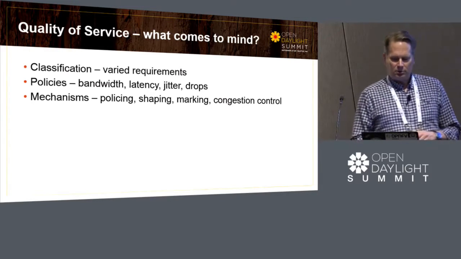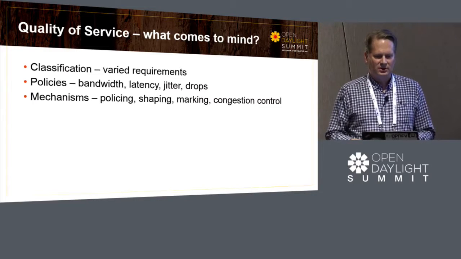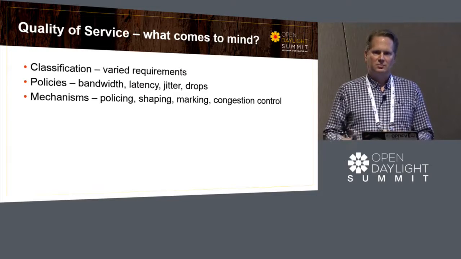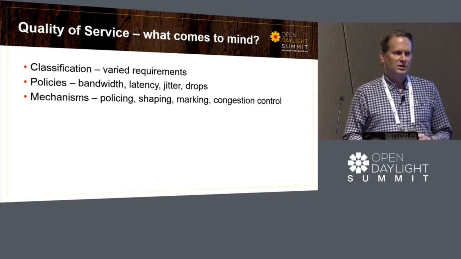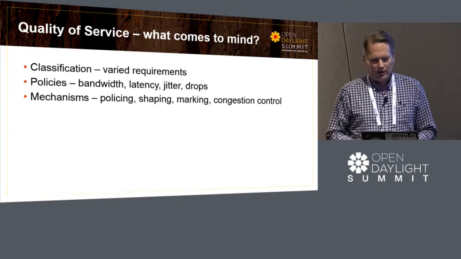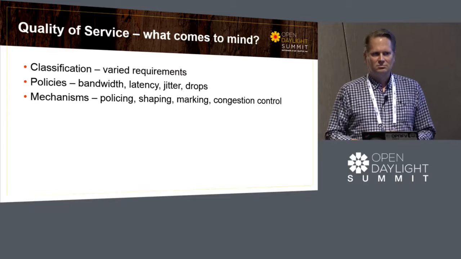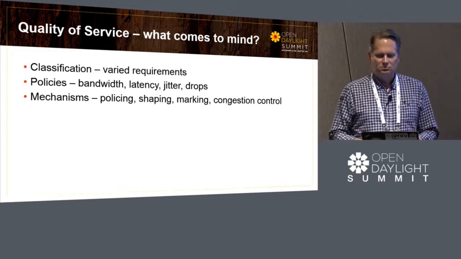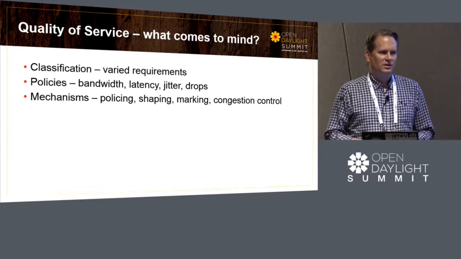Policies, how are quality of service policies defined? What are some of the parameters? So things like bandwidths. What are bandwidth limits? What's the maximum bandwidth, or maybe what's a guaranteed bandwidth that you want to give a certain type of traffic? Latency parameters, is the traffic sensitive to latency or not? Jitter, drops, can you drop some packets from this flow, that kind of thing.